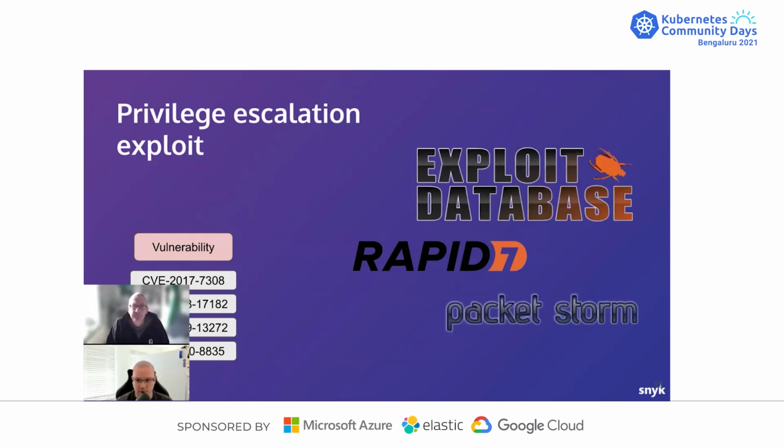First step in our process is to identify a vulnerability. These are examples of some vulnerabilities that happened in the past that led to privilege escalation exploits. As you can see, these occur more or less once a year. These are some of the websites where you can find proofs of concept for these vulnerabilities and see what the code looks like in real life.